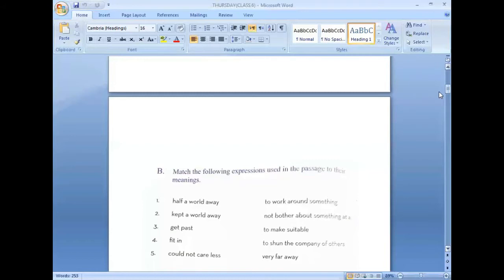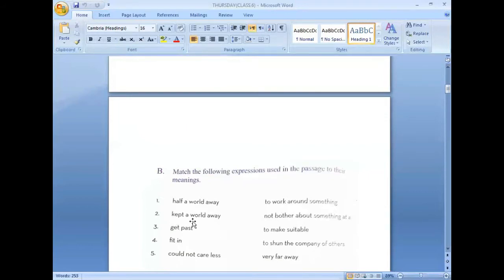What does half the world away mean? Half the world away means to the other end of the earth or to a different world. That means to the other end of the world, you are at one end and it's the other end. That means it's very far away. Now you will match half a world away with very far away.